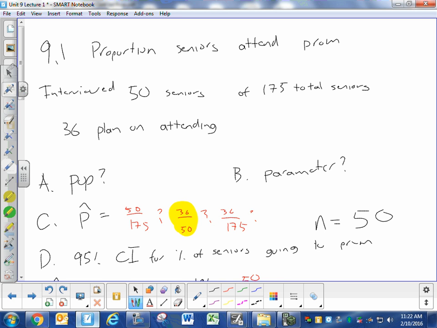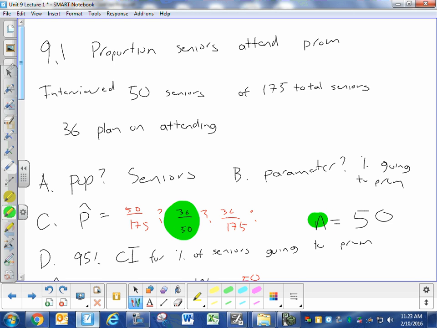That is going to be our sample proportion. Our population is the seniors. What's the parameter that we are attempting to study? Yeah, the percent of which are going to the prom. All right, well, based off of this parameter, this sample proportion, and your N, and the fact that you're doing a 95% confidence interval, why don't you go ahead and create that confidence interval? Go.